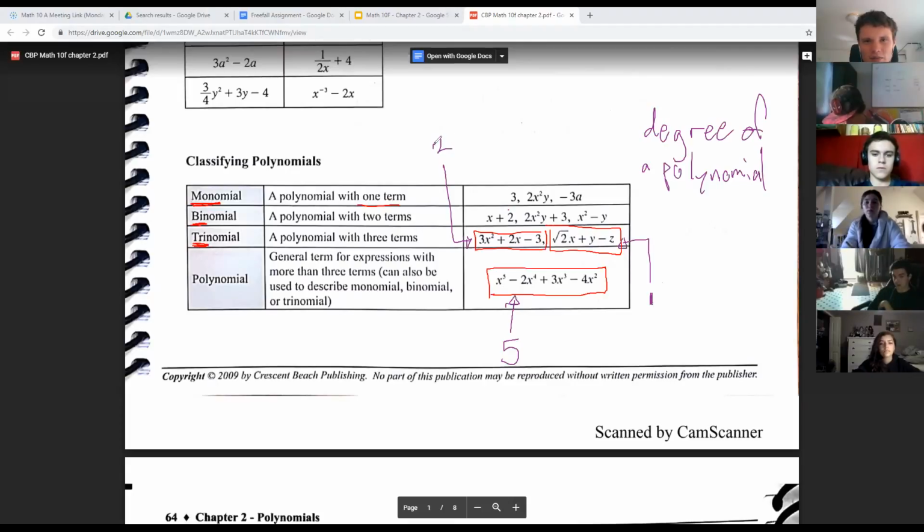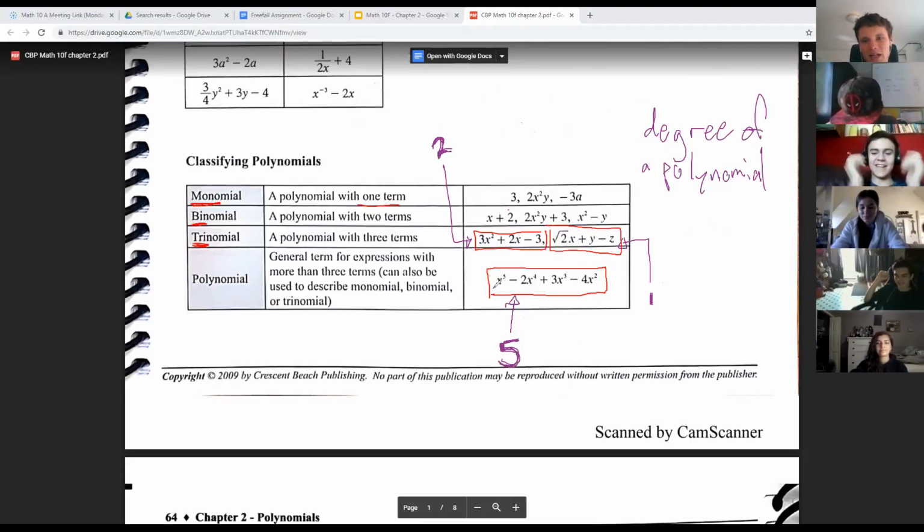Can you guys solve the puzzle? What am I talking about? What makes that one degree 2? What makes this one degree 5? And so on. Can you guys see what it is? It's the exponent. It's the highest exponent. Yes, we got the brothers chiming in there. Thank you, brothers. It's the highest exponent, right?